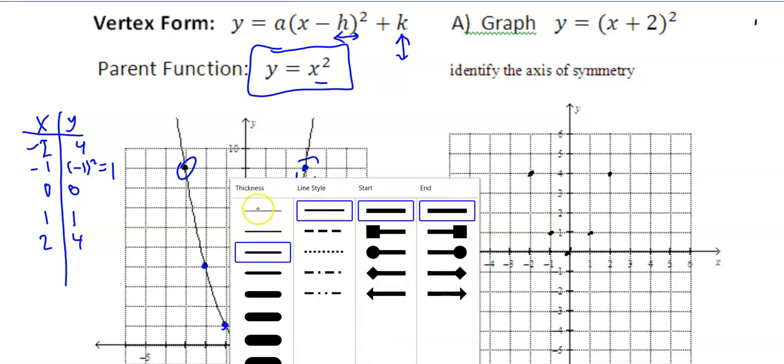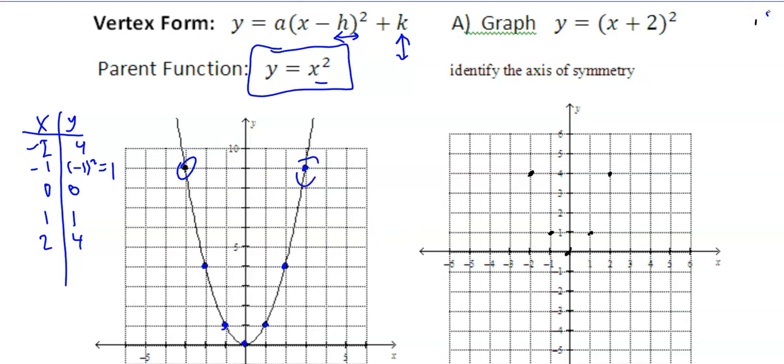And now we're going to move those 5 points according to whatever transformation is happening. So H, that's an H value, that's a right or left. And adding 2 will actually move it to the left 2. So if you want to say it in words, in transformation talk, it'll be left 2. It's only one transformation happening with this function. So every point moves 2 to the left. That point moves 2 to the left. That point goes 2 left. The vertex goes 2 to the left. That's the vertex. This one goes 2 to the left, and this one goes 2 to the left.